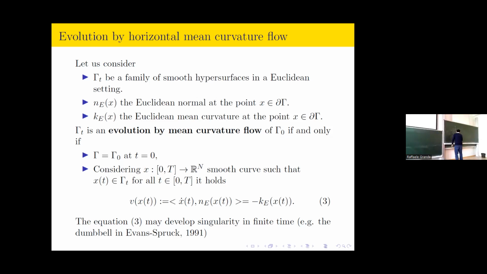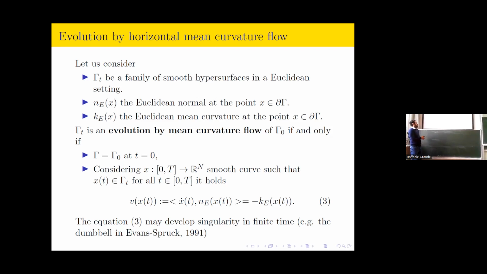If you take a cylinder, the cylinder can be seen like S1 times R2, or a segment times R2. So it shrinks until we obtain a straight line, and so on. So this mean curvature flow represents this kind of evolution of the hypersurface.